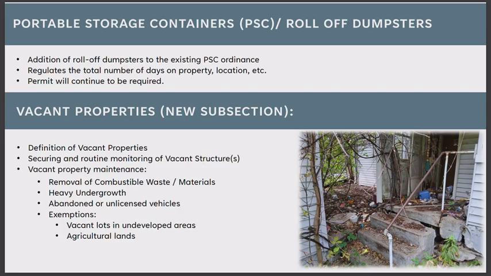Also, this is going to take more photos to check the rear yard of the property for vacant properties. That way we can do more inspection for combustible waste materials, overgrowth of grass, abandoned or unlicensed vehicles. And then there's exceptions: vacant lots, developed areas, and agricultural lands.